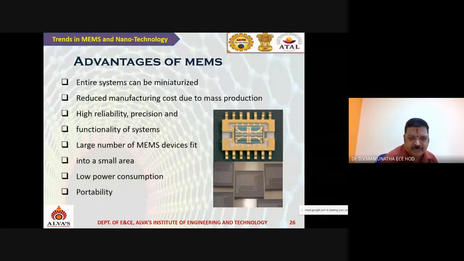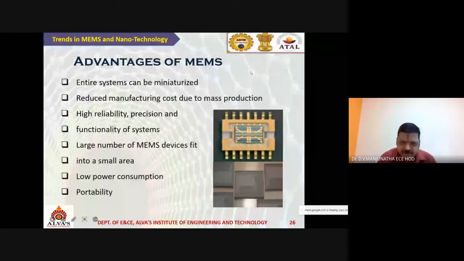Entire systems can be miniaturized, with reduced manufacturing cost due to mass production, and high reliability, precision, and functionality of the systems. A large number of MEMS devices fit in a small area, with low power consumption. A major advantage is portability. We can take it to any place, anywhere in this world, right? These are the advantages of MEMS devices.